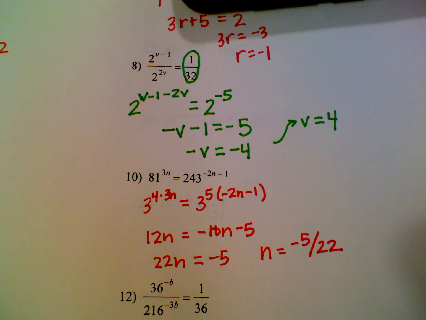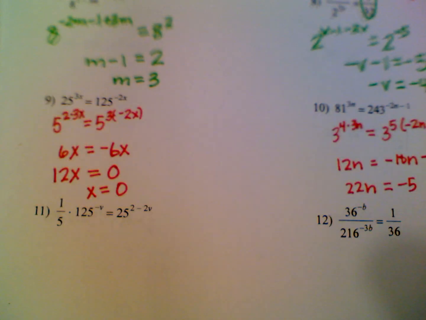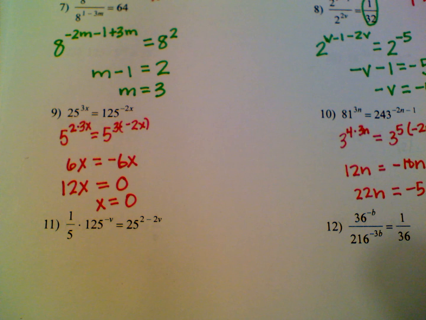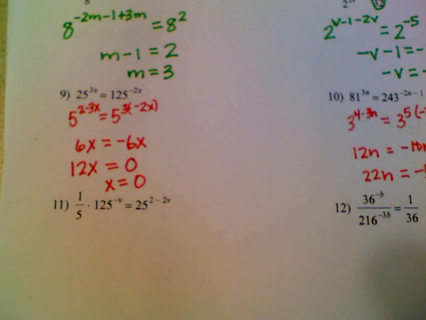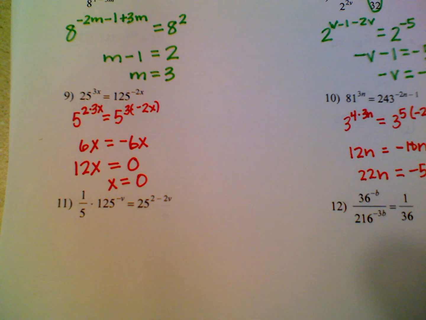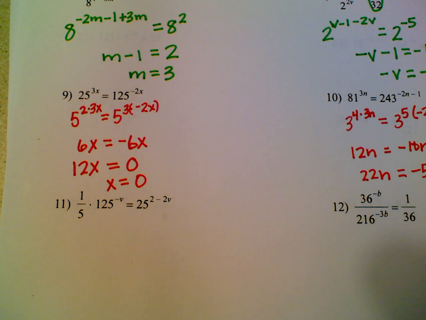All right, I have 2 more, and they are even slightly more complicated. They take all of the properties that we've been talking about and put them together into one problem. So we have 1/5 times 125 to the negative v equals 25 to the 2 minus 2b.